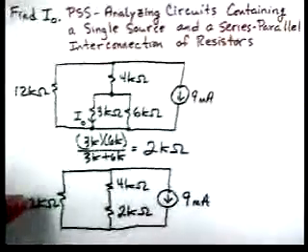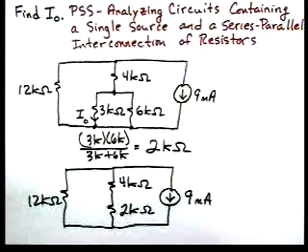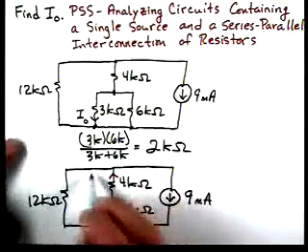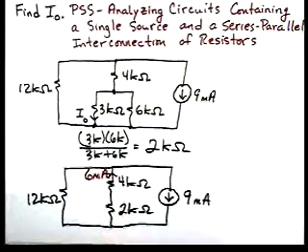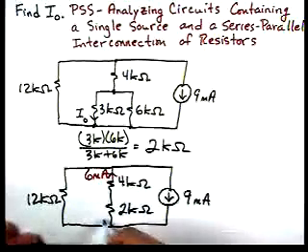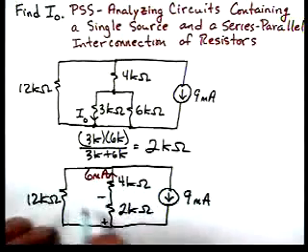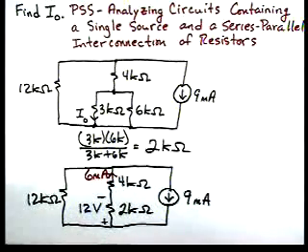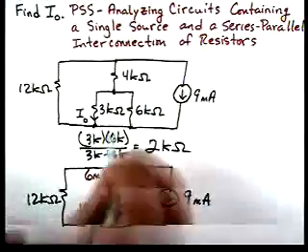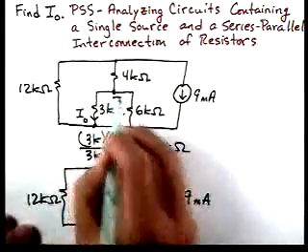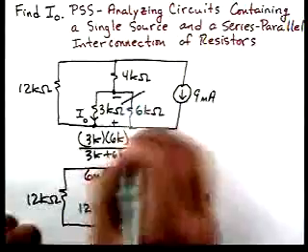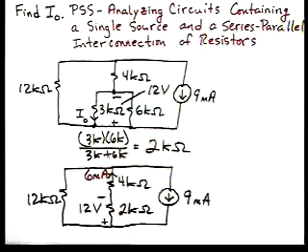Now we need to back up to this circuit. So now we know this current, 6 milliamps. That tells us that the voltage across this resistor is 12 volts. And then as a result, the voltage here in the circuit is 12 volts with that polarity.